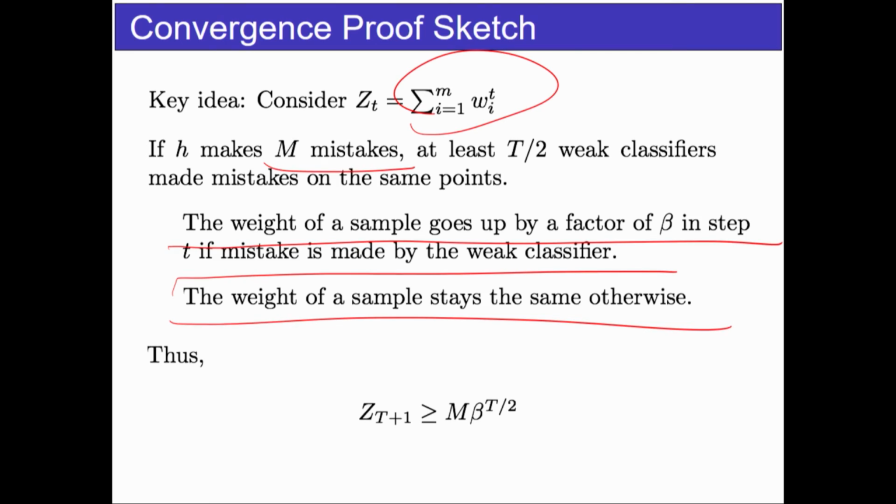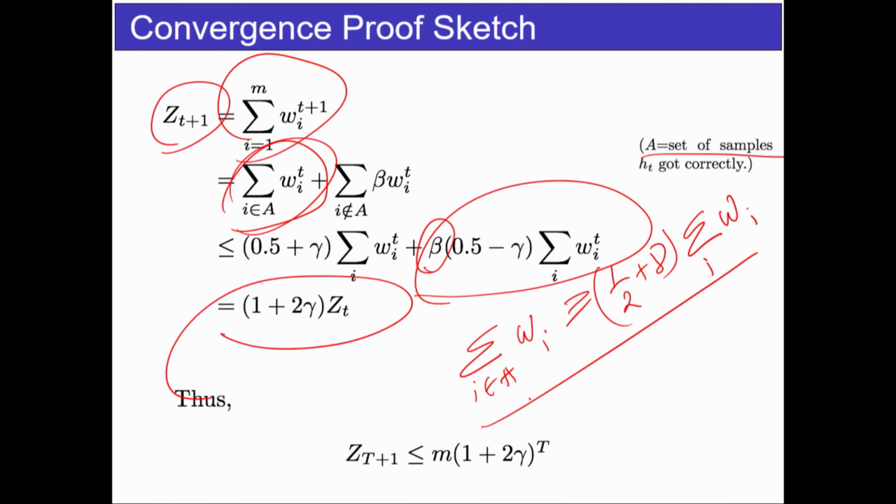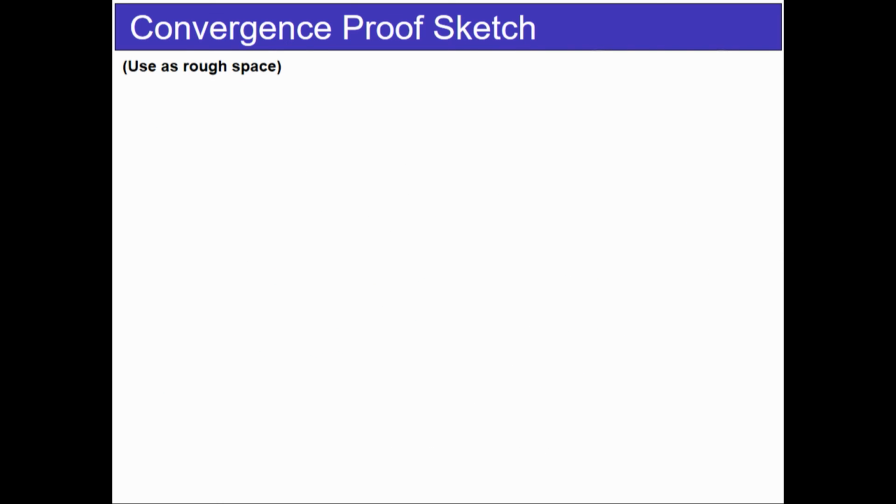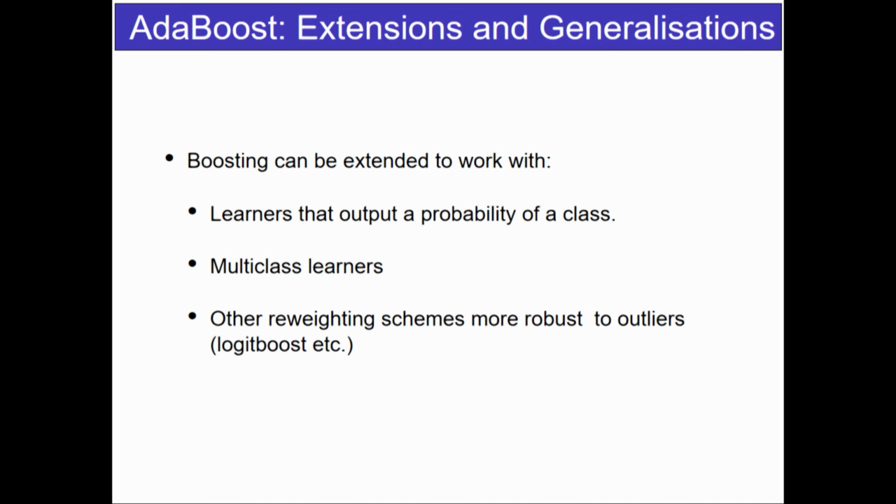You just bound the total weight of the samples. You bound it from below, you bound it from above. But now it's no longer majority voting, so this is not going to be as simple. You have to take into account that it is not majority voting. But that's basically it. Any other questions? Any questions on this?